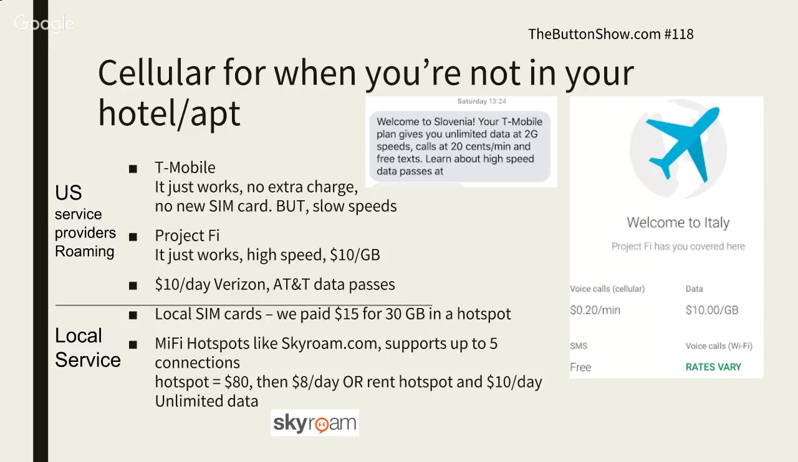Sometimes your phone will take a foreign SIM card, but you have to figure that out with your particular device. It needs to be unlocked and it needs to be GSM. There's one other option called SkyRoam, which we just heard about from our friend Nora on Facebook. She buys the SkyRoam hotspot, and you do not have to have a separate SIM for each country. I don't know quite how it works, but the hotspot is like $80, and then it's $8 a day for the data.